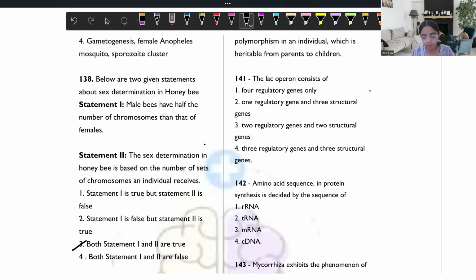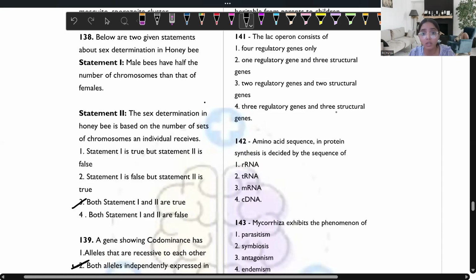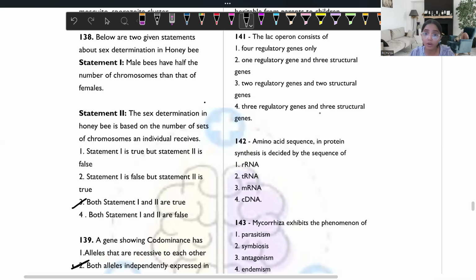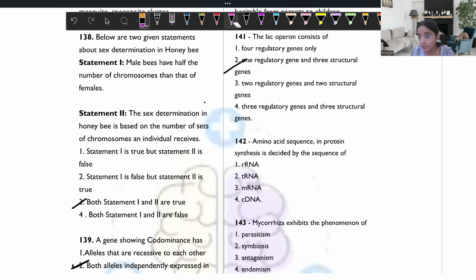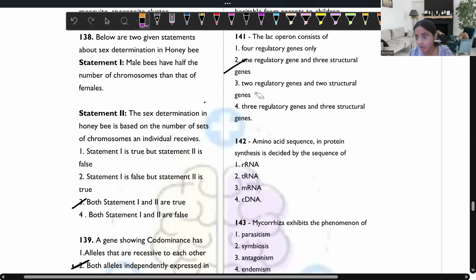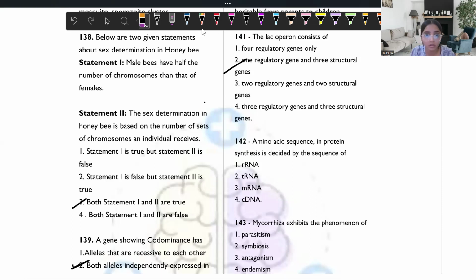It is heritable. Okay, so now question 141, the lac operon consists of one. The answer to question 141 is one regulatory gene and three structural genes. Okay, I, O, I, Z, Y. I is inducible. The lac operon consists of one regulatory gene and three structural genes, which are Z, Y, A.